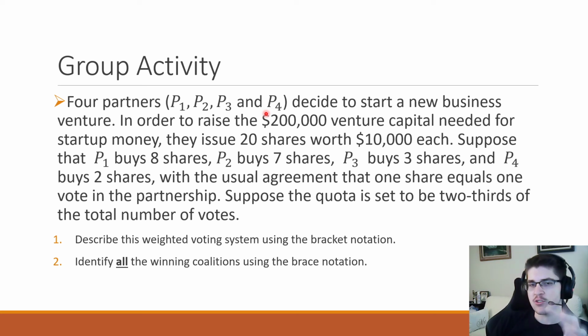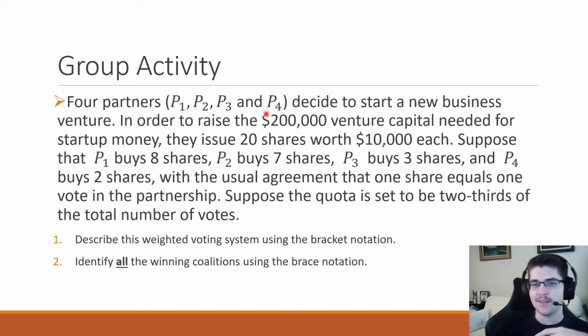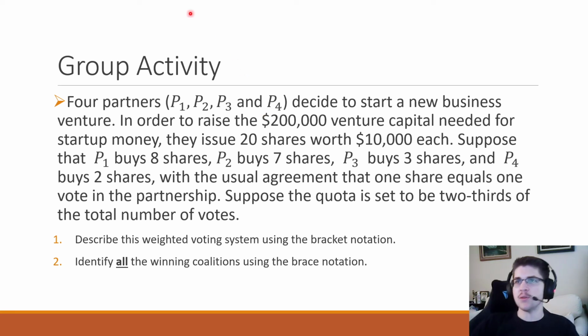And each of those shares will help to make sure they get the money they need. And it says then suppose that player 1 is going to buy 8 shares, player 2 buys 7 shares, player 3 buys 3 shares, and player 4 buys 2 shares. Therefore, once all those shares are done, they have the money that they need and they're ready to go. And we have a split ownership based on the different contributions.